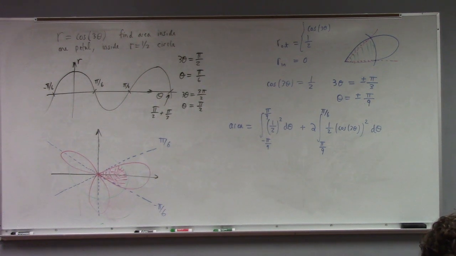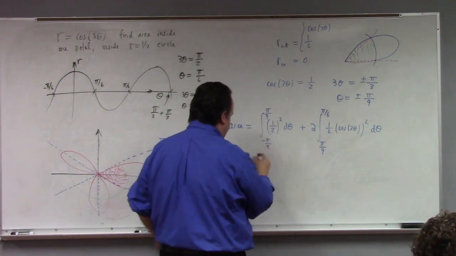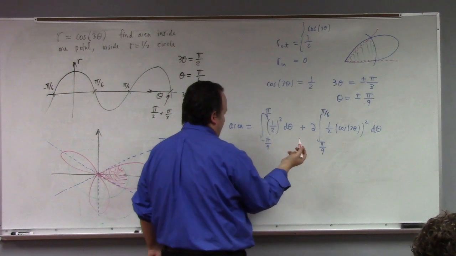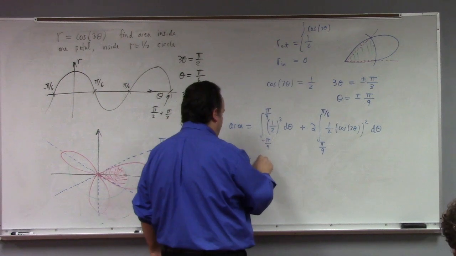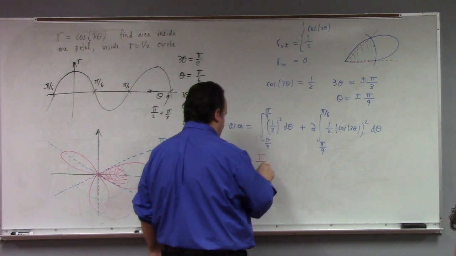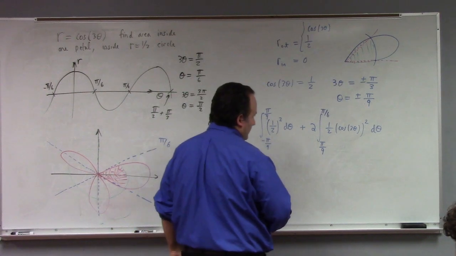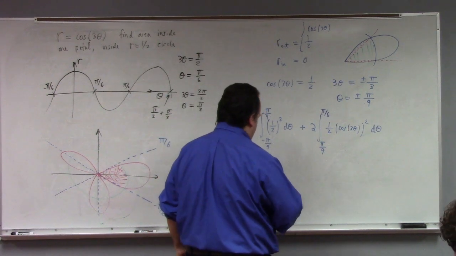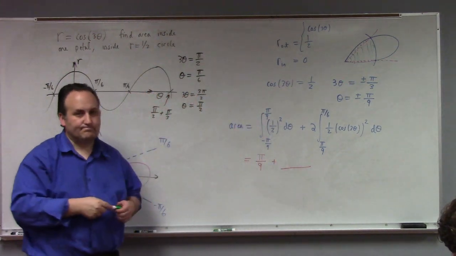Part of that's easy, right? Because it's just a sector of a circle. So that's why this works out to pi over 9, I believe. And that one, well, you have to work that out. We're out of time, but you can calculate that, yeah.